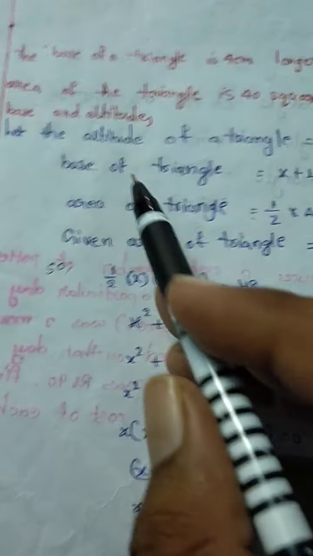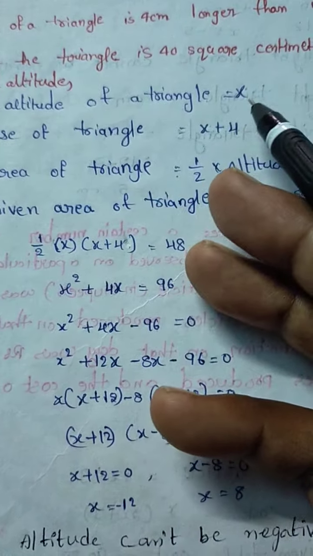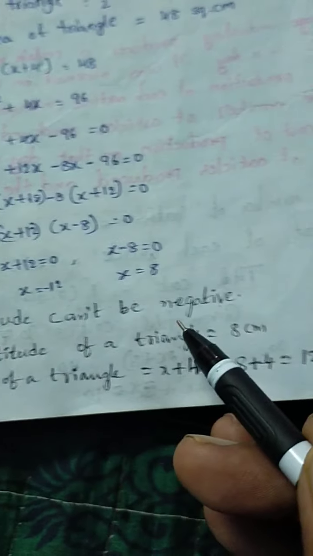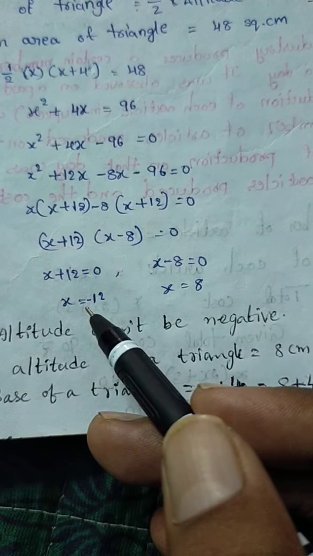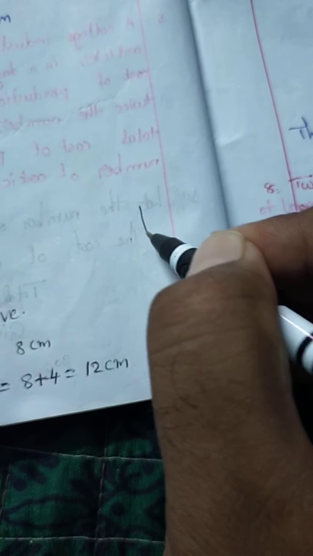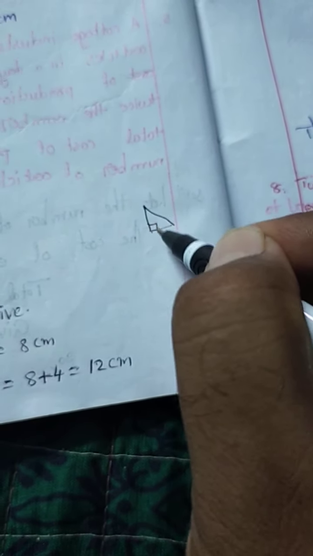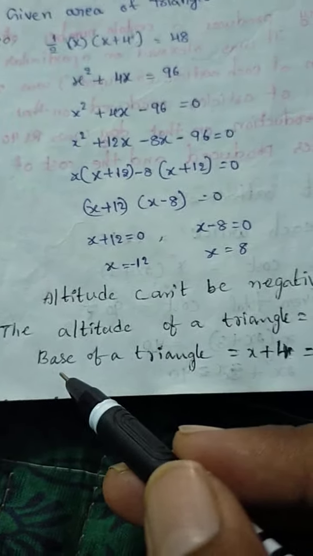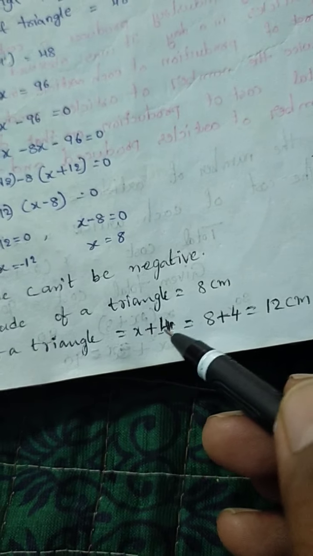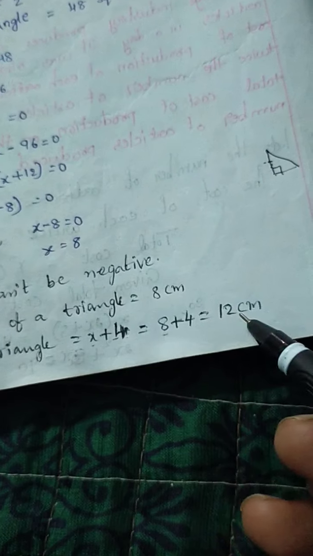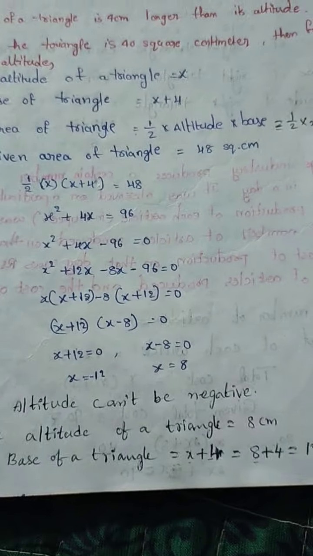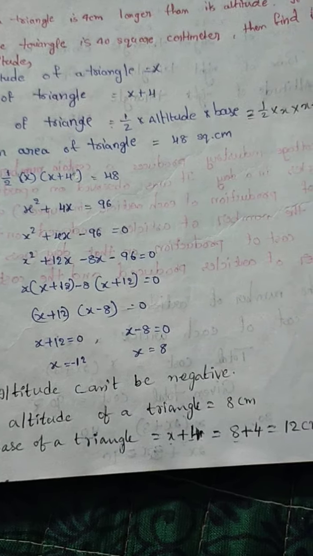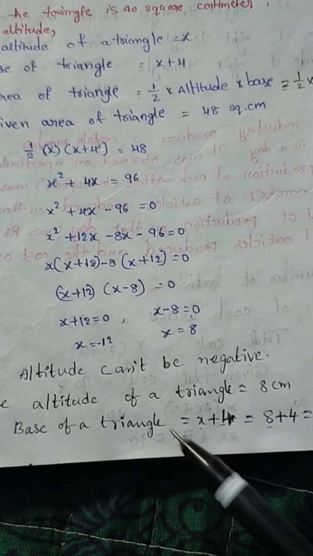X means altitude, and altitude cannot be negative. So the altitude of the triangle is 8 centimeters. The base of the triangle is 4 centimeters longer, so x plus 4, 8 plus 4, 12 centimeters. This is the base, and this is the altitude.